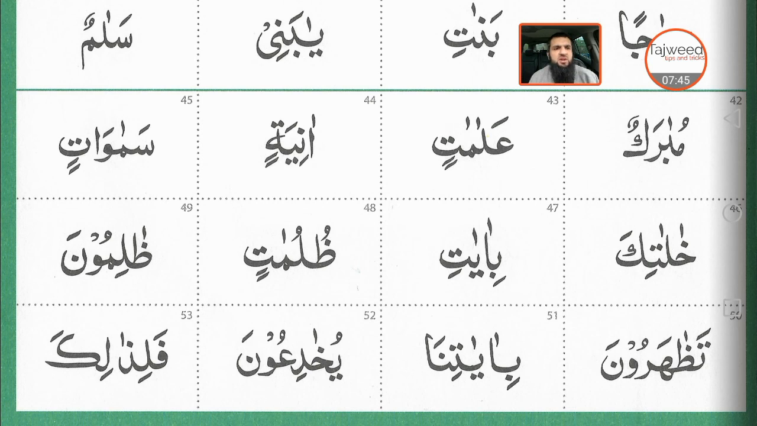We'll do the rest. Box 51 now: Bi ayatina. Box 52: Yukhadi'una. And box 53: falidhalika. Okay, that's pretty much it.